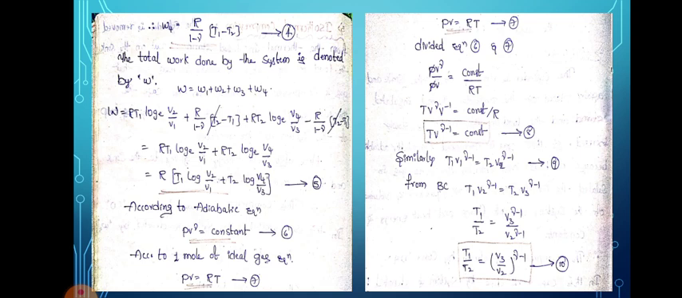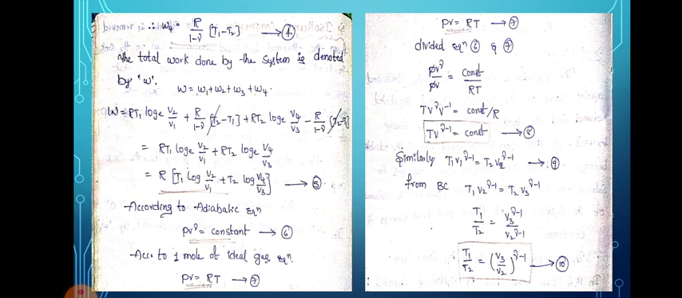So similarly from DA, T2 V4 to the power of gamma minus 1 is equal to T1 V1 to the power of gamma minus 1. Therefore finally T1 by T2 is equal to V4 to the power of gamma minus 1 by V1 to the power of gamma minus 1. So T1 by T2 is equal to V4 by V1 whole power of gamma minus 1. This is equation number 11.